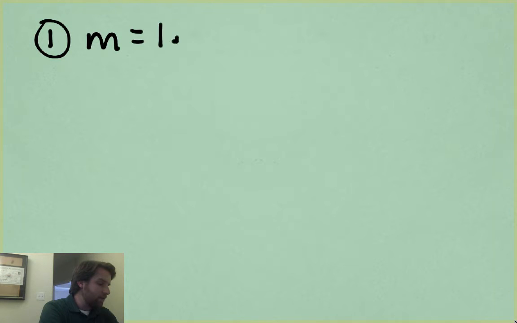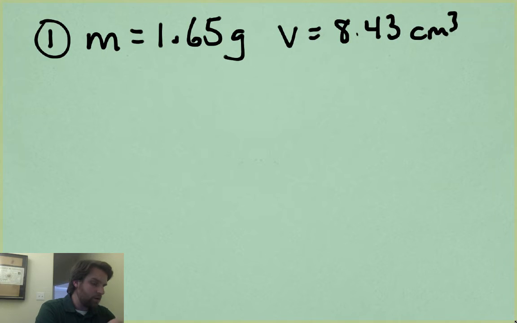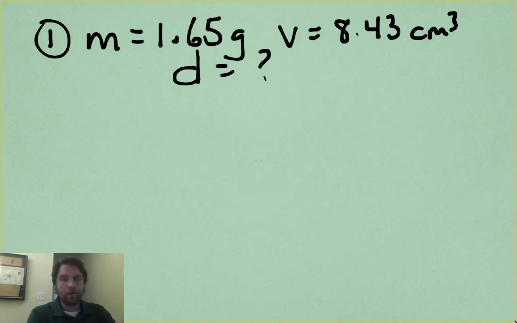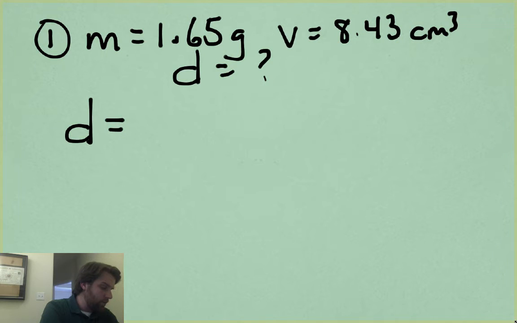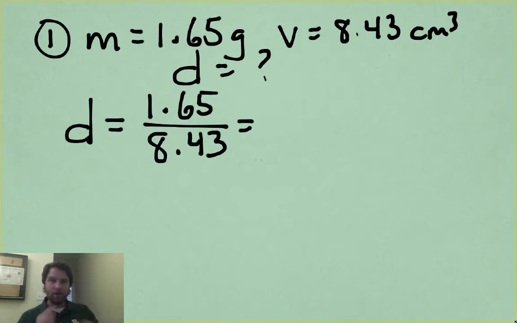All right, first problem: let's say we have an object that has a mass of 1.65 grams and a volume of 8.43 cubic centimeters. We want to know what the density is. Real simple. All we have to do is use our formula. Density equals mass over volume. So we do 1.65 grams, which is the mass, divided by 8.43 cubic centimeters. Punch that into your calculator.